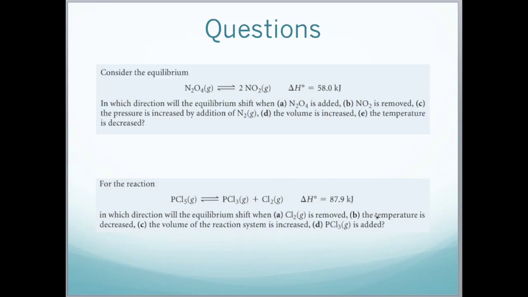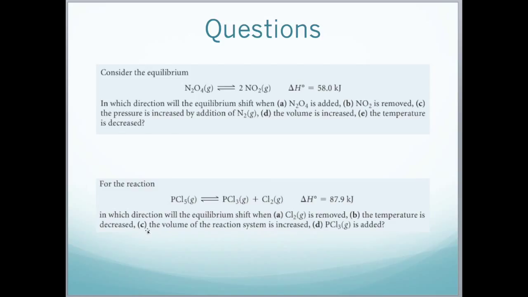B, what will happen to the equilibrium when the temperature is decreased? The forward reaction is endothermic. Therefore, the position of the equilibrium will shift to the left to try and increase the temperature.